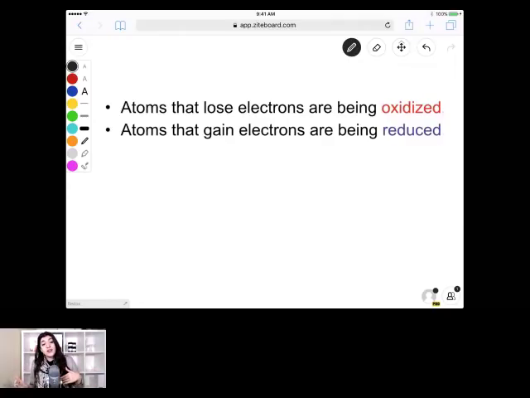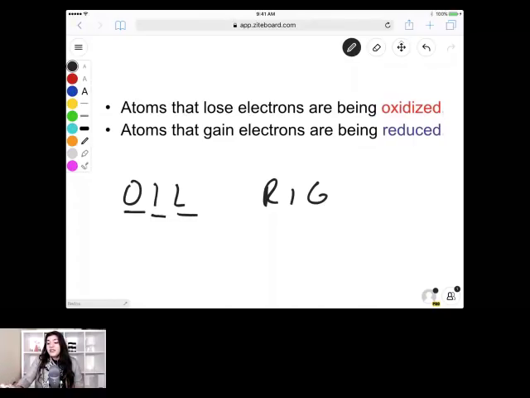But first off, I just want you to know the concept that atoms that lose electrons are being oxidized, and atoms that gain electrons are being reduced. I know it's kind of reverse thinking in our case. You might have seen this as OIL RIG, as I mentioned: oxidation is losing electrons and reduction is gaining electrons. So if that helps you remember it, by all means use that.